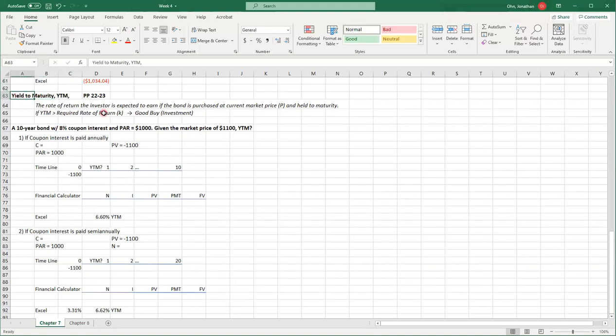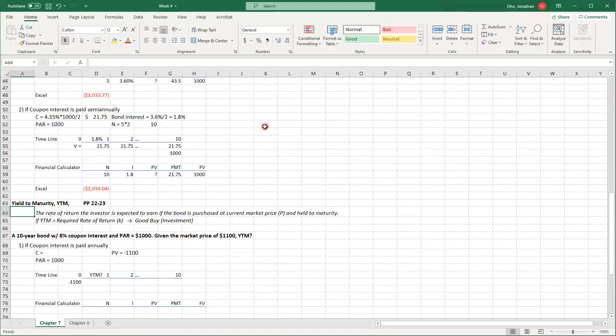Yield to maturity. The formal definition is the rate of return the investor is expected to earn if the bond is purchased at the current market price and held to maturity. All right. So that was the question.